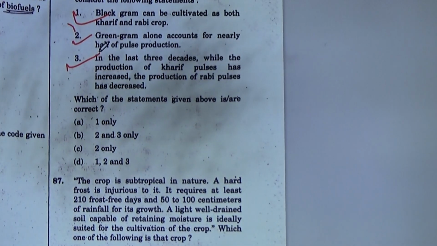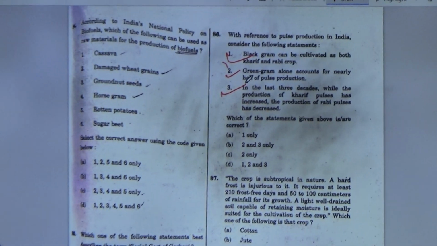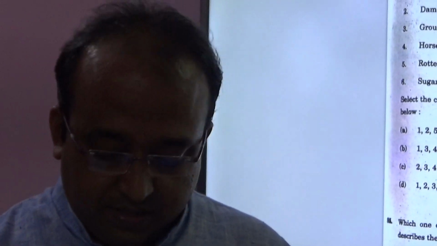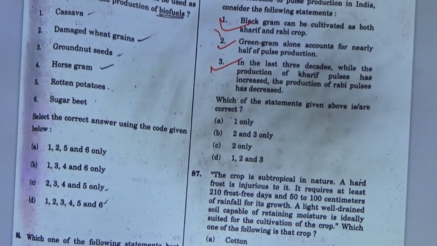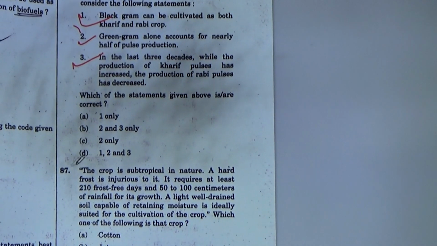You can see even the region of Punjab has actually shifted to the production of rice, and rice productivity in Punjab is one of the highest in India. So of course here option 3 is equally correct for all of us. So the answer here is 1, 2, 3.